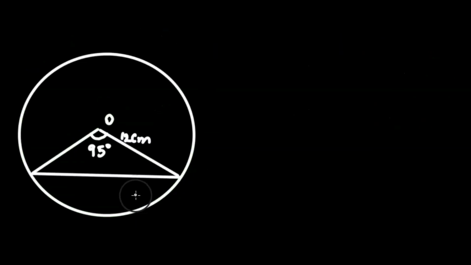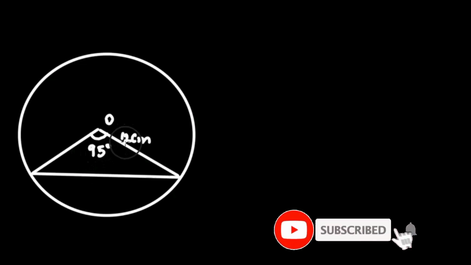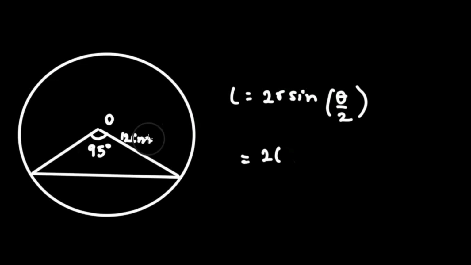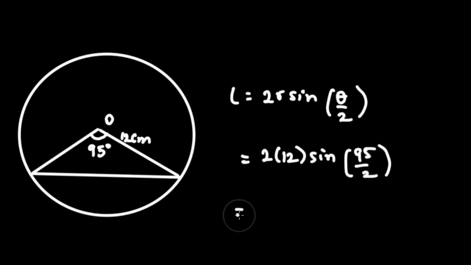Alright, let's take a look at this question. We are given the circle center O and the chord subtends an angle of 95 degrees at the center, and the radius of the circle is given as 12 centimeters. We're asked to find the length of chord. So how do we find the length of the chord? We simply apply the formula. Length of chord is 2r sine theta over 2, and that will be 2 multiplied by 12, radius 12, sine 95 over 2. So when we type that in our calculator, we're going to have 17.69 centimeters.